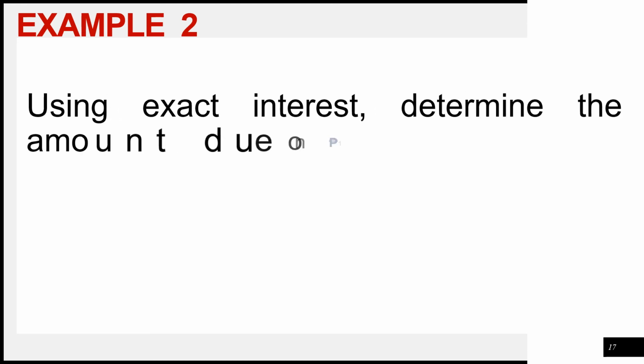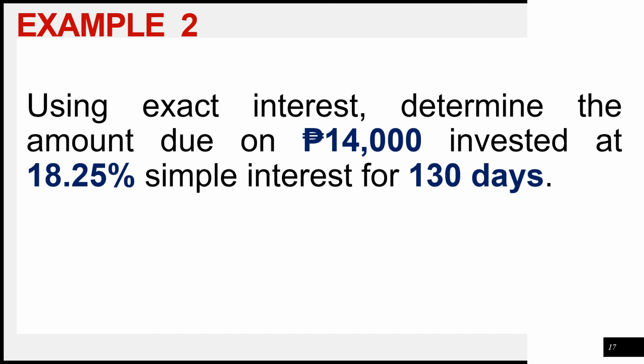Now we are down to our second and last example. Using exact interest, determine the amount due on 14,000 pesos invested at 18.25% simple interest for 130 days. Now, since we are asked to solve for the exact interest in this particular problem, we are going to identify the data that we will be using. Let's start with 14,000 pesos. 14,000 pesos is the amount invested, therefore 14K is our principal amount.